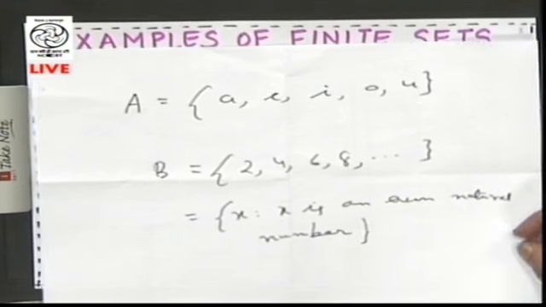Now, in the context of finiteness and infiniteness, when I say the singleton set {1}, it means it is also 1, 1, 1, 1 any number of times, but that doesn't mean that it's an infinite set. So the distinctness of the elements, I will repeat again, plays an important role here.